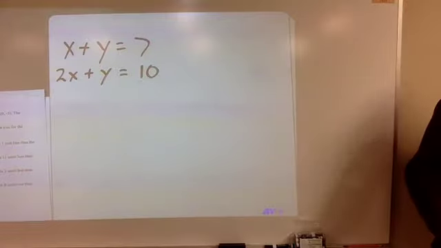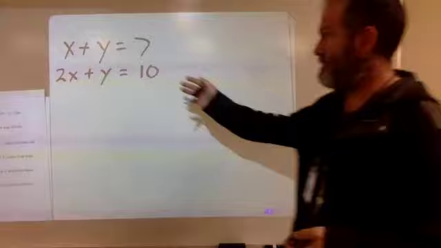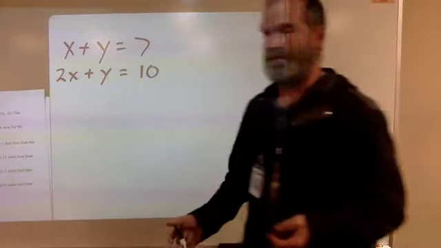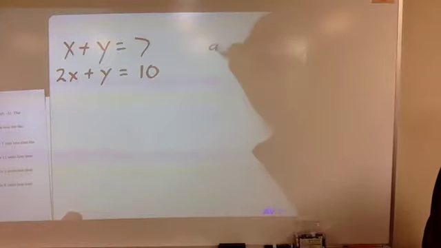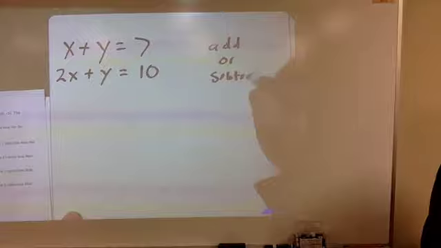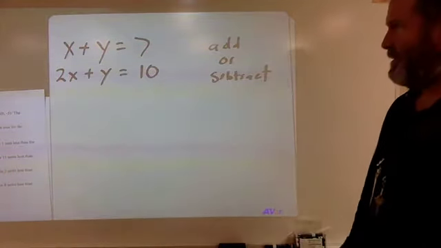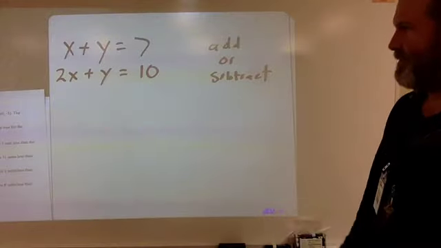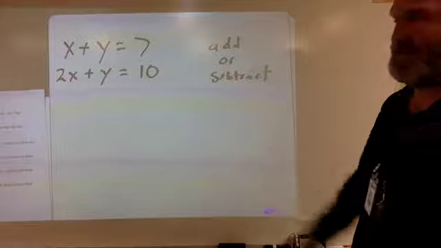But what's the next step? The next step is to eliminate one of these variables. And you do that by combining your two equations together by either adding them together or subtracting them. And you choose whichever one you prefer. Well, I wouldn't say prefer. You have to pick the right one. And the one you're going to use is the one that's going to eliminate one of the variables.